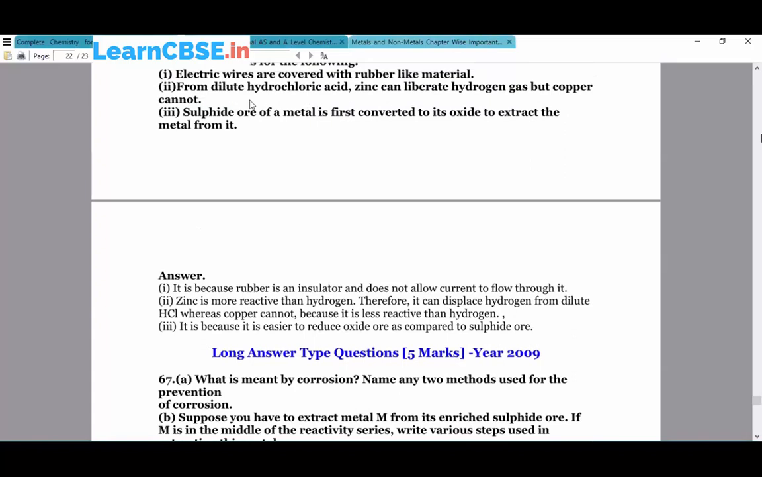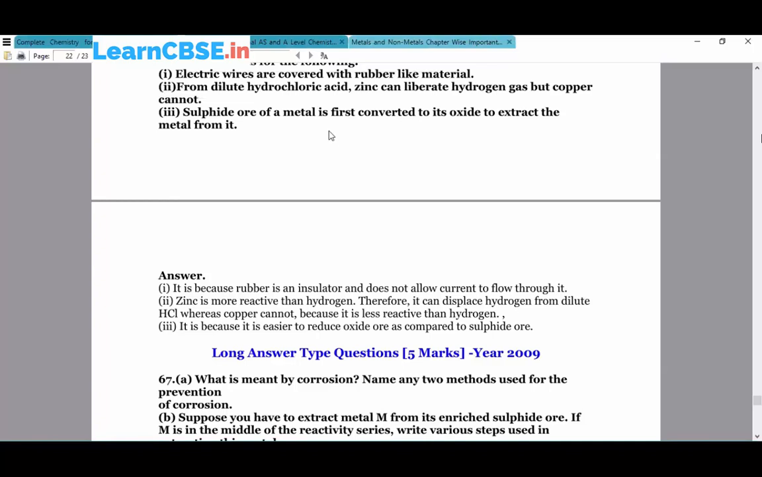Second, from dilute hydrochloric acid, zinc can liberate hydrogen gas, but copper cannot. It is because zinc is more reactive than hydrogen, so it can easily displace the hydrogen from the dilute HCl, whereas copper cannot because it is less reactive than hydrogen.